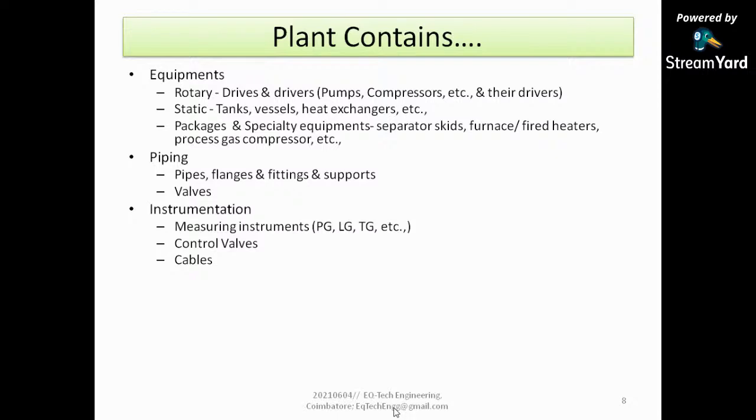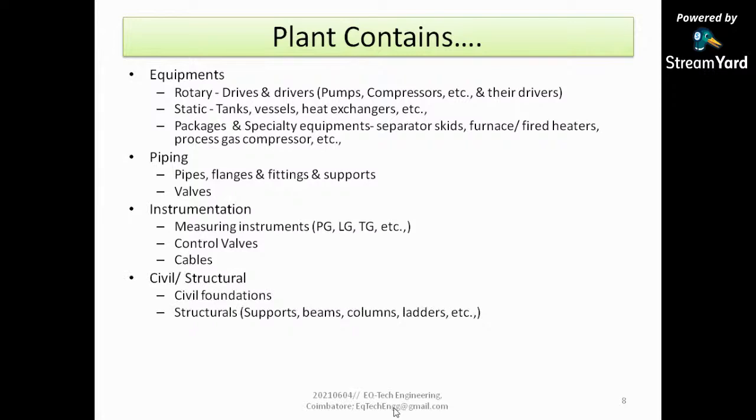Instrumentation, as I told, has mainly measuring instruments like pressure gauge, level gauge, temperature gauge, and other specialty gauges. Then control valves. Though control valves are specialized, they will be handled by instrumentation, not by piping engineers. And instrumentation cables also will be designed and routed by instrument engineers. And civil structural will have civil foundations and structurals like platforms, supports, beams, columns, ladders, etc. In electrical, we have electrical drivers, then lightings, and electrical cabling, which will be running around the entire area of the plant.